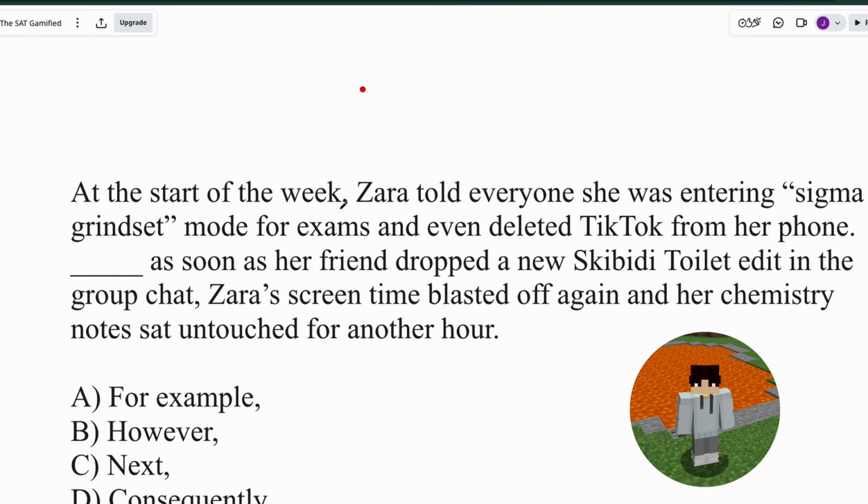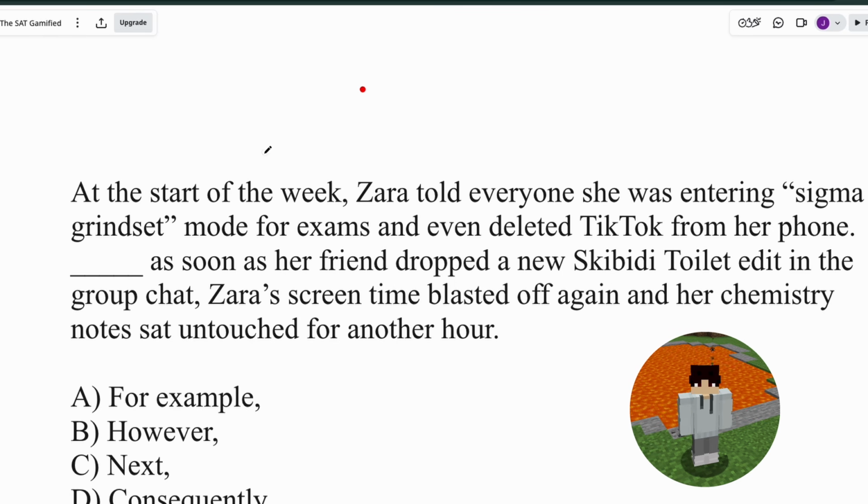At the start of the week, Zara told everyone she was entering Sigma grindset mode for exams and even deleted TikTok from her phone. Blank, as soon as her friend dropped a new Skibbity toilet edit in the group chat, Zara's screen time blasted off again and her chemistry notes sat untouched for another hour.